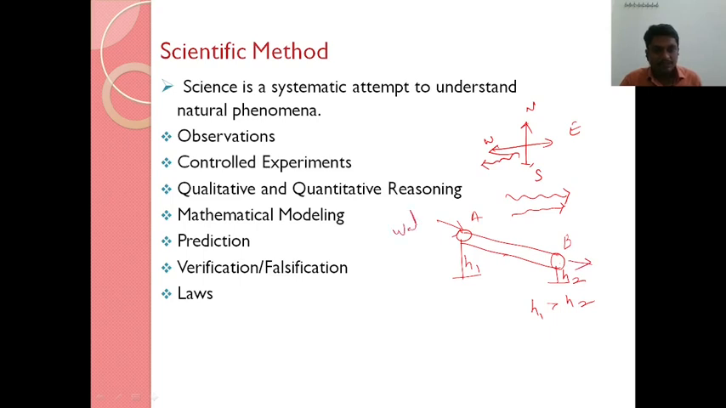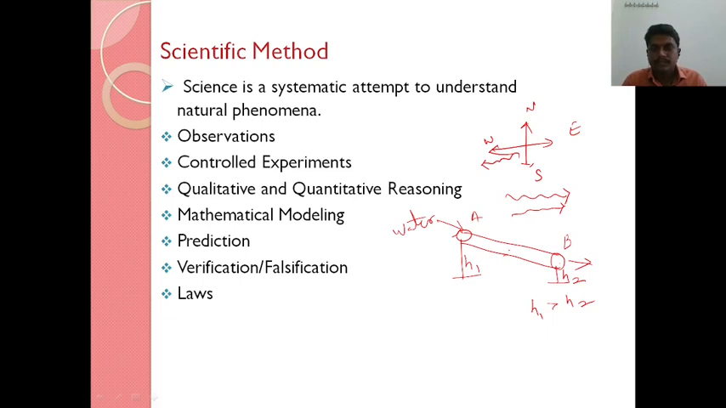From this observation we can say that water flows from high level to low level. It is not flowing towards right, left, east or west. Water always flows from high level to lower level. We put the test tube in different directions, and whatever the direction, east, west, north or south, it always flows from high level to low level. Based on these observations, this is our point: water flows from higher level to lower level.